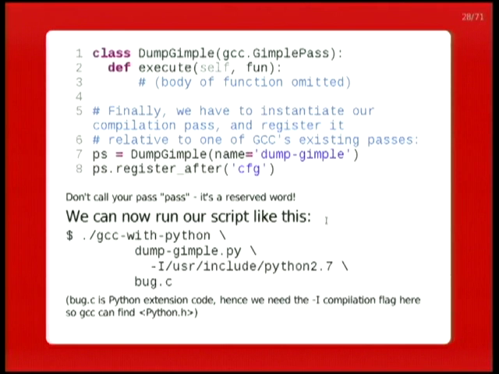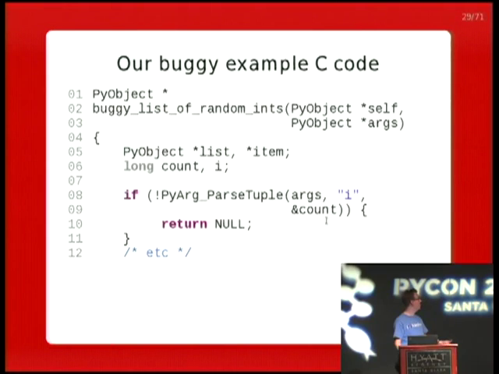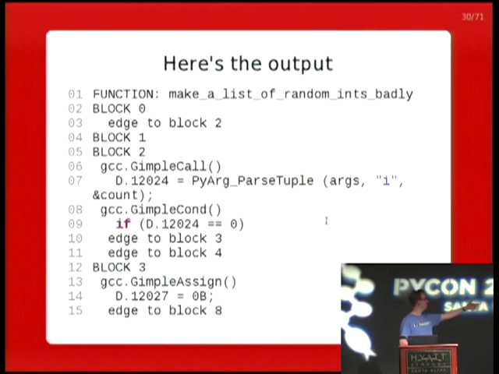So you do gcc with the Python plugin, dump-gimple.py, that's the name of our script, and then you just pass in the regular GCC compilation flags. It's a Python extension module, so we pass in that. So here's the code we're compiling, and then the script outputs. Well, here's the name of the function. We've got a block and some blocks, and at line 6, there's the gcc.GimpleCall. So we have an instance of a Gimple statement representing a function call.